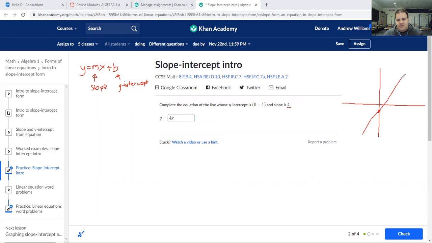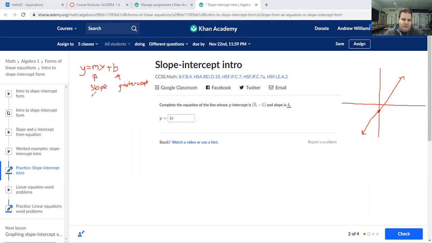So this here is the line approximately. I'm just giving a good estimation of it. This point right here is on the y-axis, (0, -1). That's the location where the line intersects the y-axis. So the y-intercept is a coordinate, it's a location.